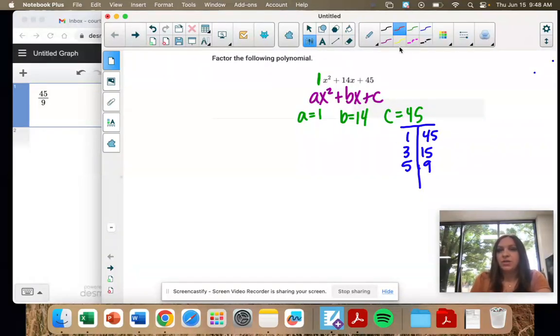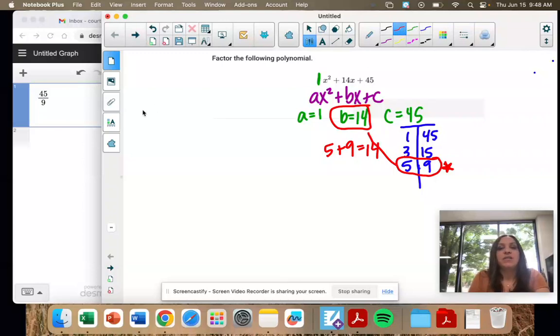We want to find which one of these add or subtract to b. Can you see it? 5 plus 9 is 14. So that's the one. That's one we want to use.